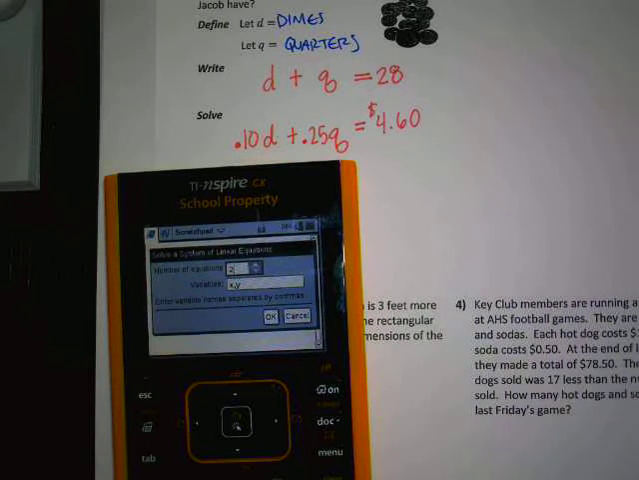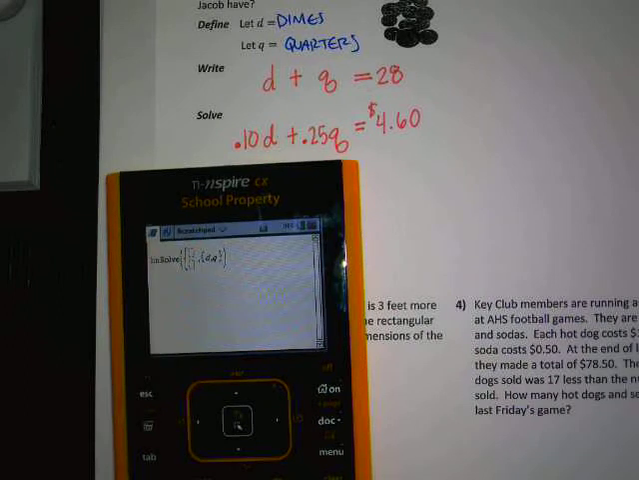All right, once again, how many number of equations do I have? 2, so that stays at 2. What are my variables? D and Q, so I'm going to do D, comma, Q. No spaces or anything, just D, comma, Q. Hit enter, and then this pops up. You're going to put one equation in the top little box, the other equation in the bottom box. D plus Q equals 28. 0.10 D plus 0.25 Q equals 4.60. And then hit enter.